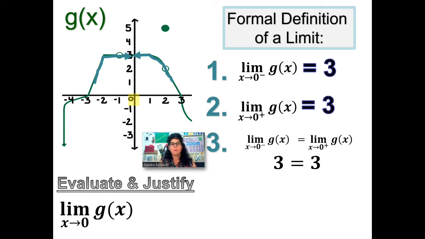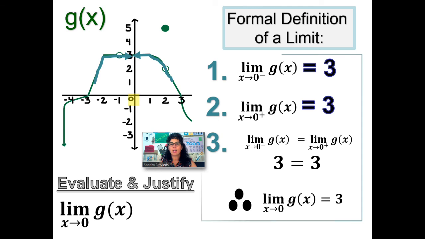And then finally, we can declare the answer. Therefore, the limit as x approaches 0 of g of x equals 3. If we only wanted to evaluate, we could just use the sloth and say, from the left and the right, we're heading to a height of 3. But because it says evaluate and justify, I need to write all of this.